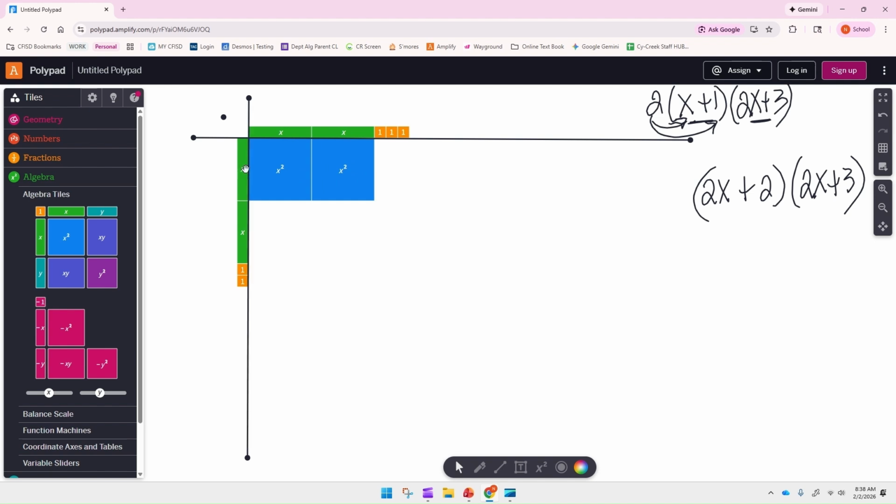When I do this x times this length or width of 1, that's going to give me an x, and it's positive. All of our units here should be positive because we have no negative terms. Okay, we finished out that rectangle.